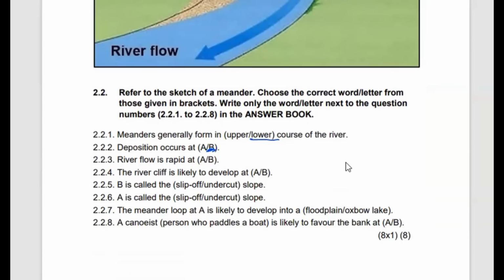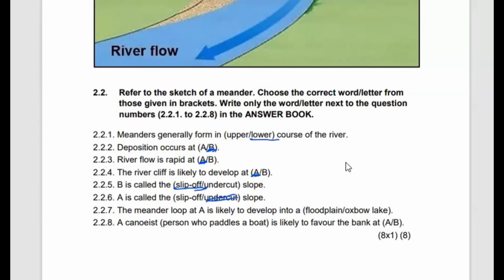River flow is rapid at dash. We are saying it's fast. It's fast at A. I've indicated that. The river cliff is more or less like what you call the undercut slope. It develops at A. Moving on. Number 2.2.5. B is called the dash slope. I've indicated B is the slip-off. And A is called the undercut. We have talked about that.